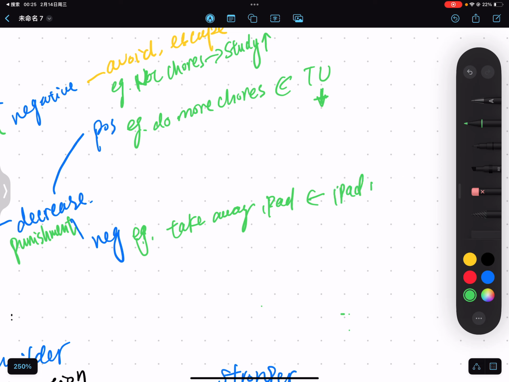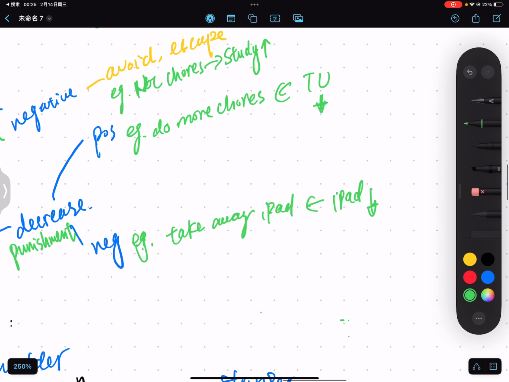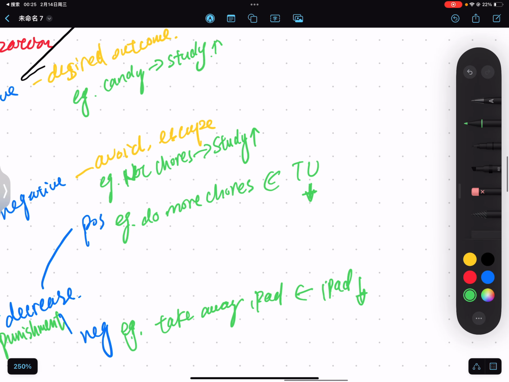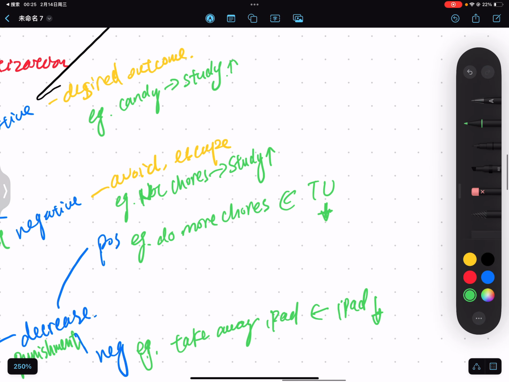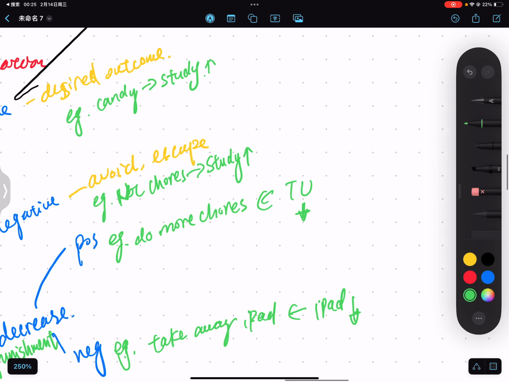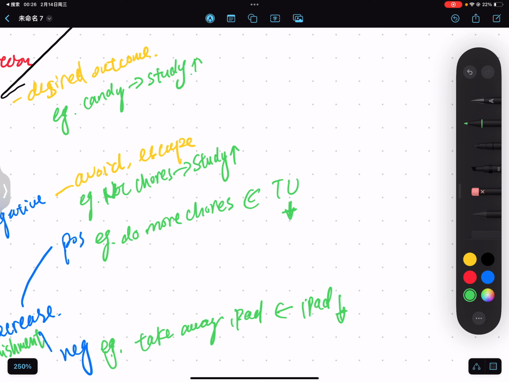Then you will watch this iPad, right? So you are putting up an umbrella to avoid getting rained on. This is negative reinforcement. You don't want to have a wet shirt, so you increase the behavior of taking the umbrella.